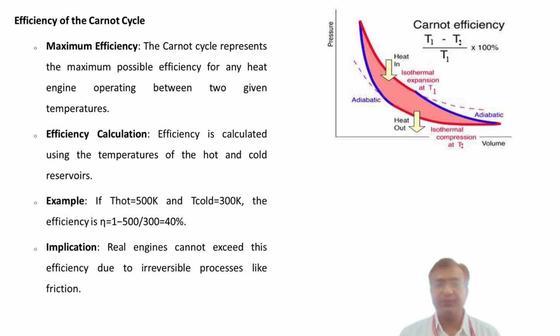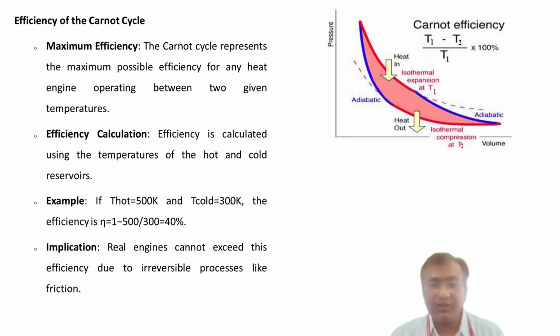Efficiency is defined as the ratio of useful work output to the heat input. So here it is given by W divided by QH, where W is the work done and QH is the heat input. In the Carnot cycle, the work done by the engine is equal to the heat input minus the heat output. Therefore, W is equal to QH minus QC. Now the efficiency formula can be written as W, which is QH minus QC, divided by QH. So it becomes 1 minus QC divided by QH.